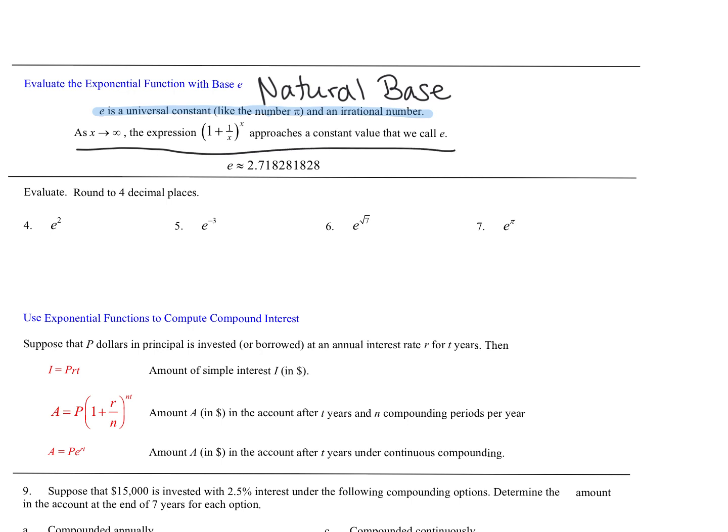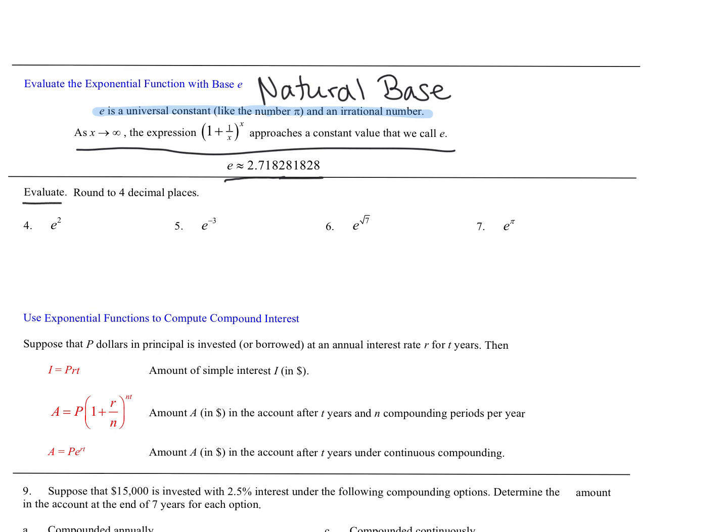As x approaches infinity, the expression 1 plus 1 over x raised to the x power approaches a constant value that we call e. E is approximately 2.718281828, and actually the number goes on forever. It's probable that your calculator has the letter e on it. So you should look at your calculator and see if you can find the letter e. It will be useful in this section for sure.